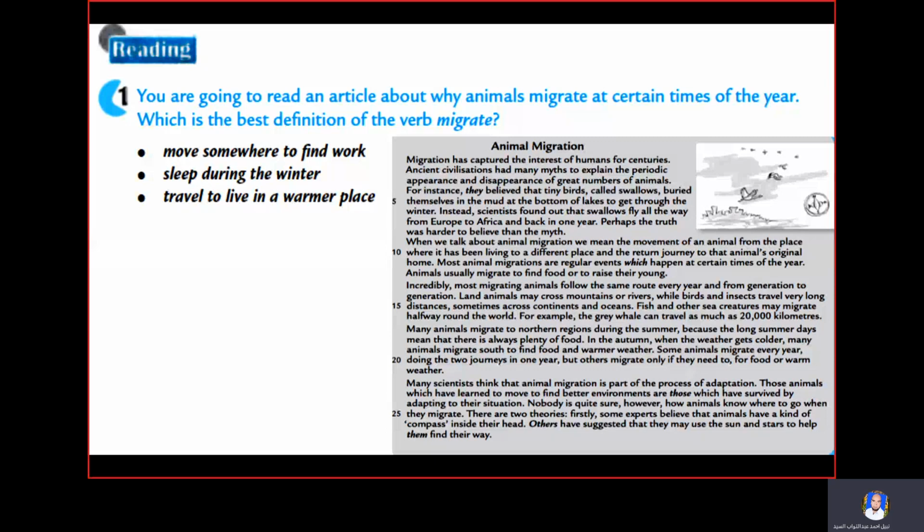Now, you are going to read the article again and answer the questions. Why do some animals migrate northwards in summer and southwards in winter? How do animals know where to go when they migrate? So you have to mention the reason, you have to mention the way, how, and why. The first question.